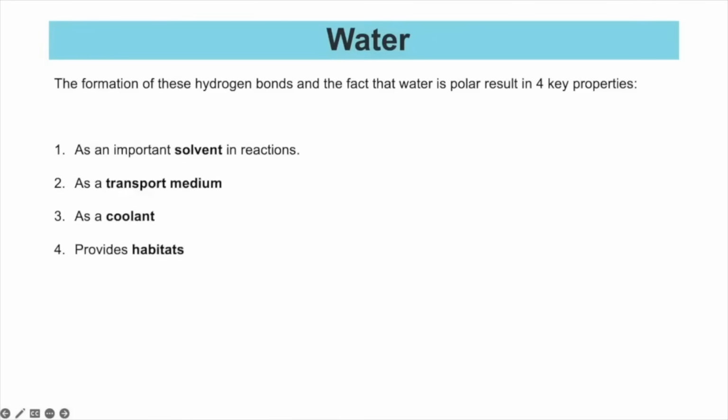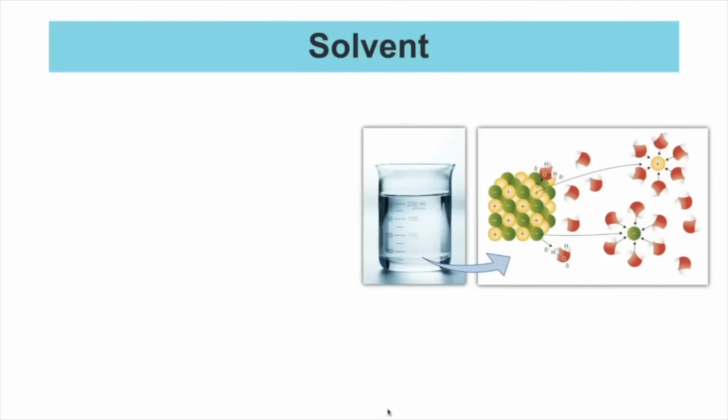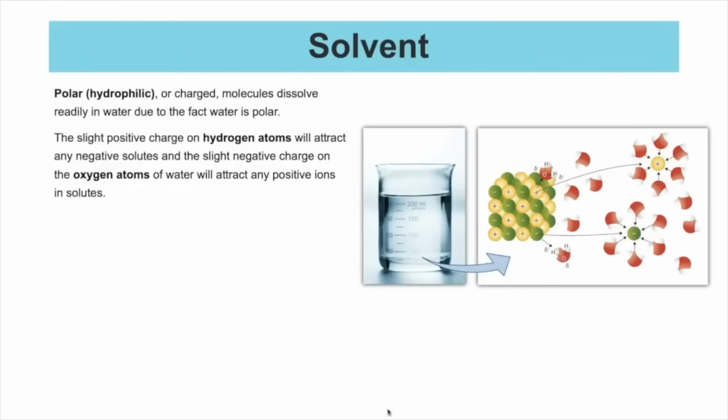So these are the four that you need to know: as an important solvent in reactions, a transport medium, a coolant, and for providing habitats. So let's take a look at the details for each one, starting with water as a solvent. Because water is a polar molecule, that means that it can also interact with other polar molecules. And the reason for this is the slight positive charge on the hydrogen atoms will attract any negative solutes that have dissolved, and the slight negative charge on the oxygen atoms of water will attract any positive ions in the solutes.